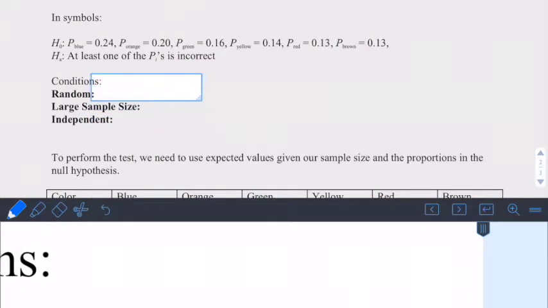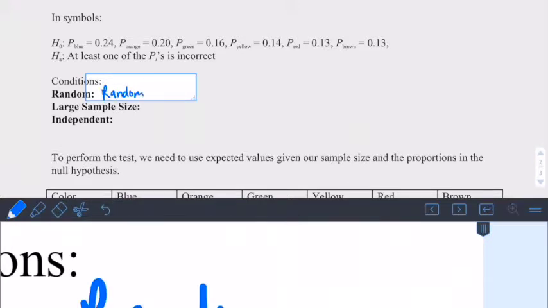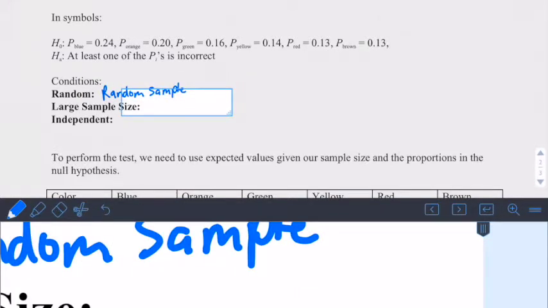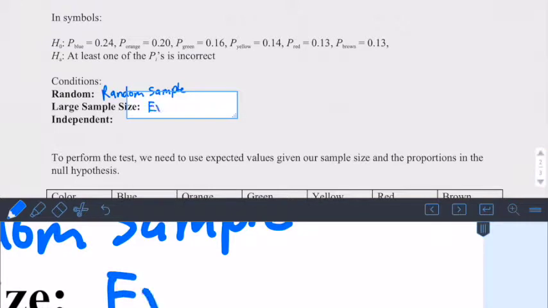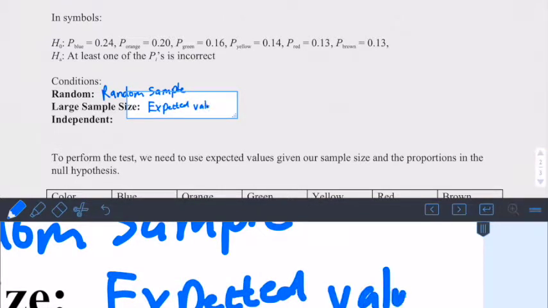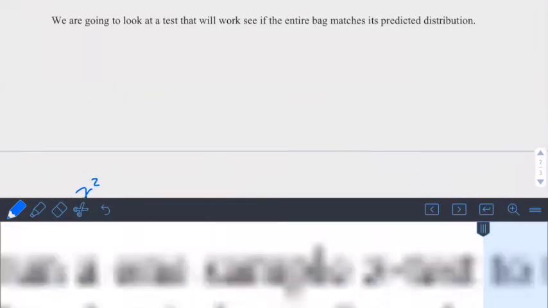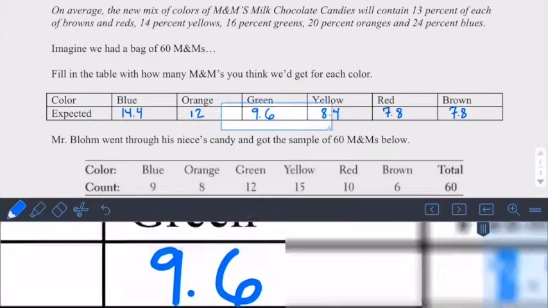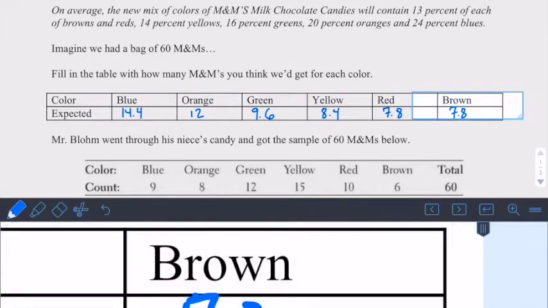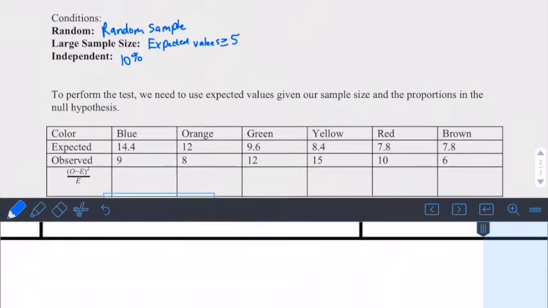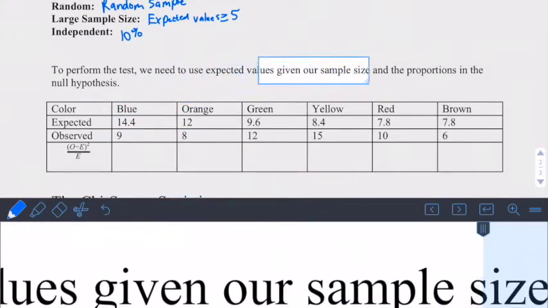Now our conditions are a little different. The random condition is the same, right? We want a random sample. For our large sample size, we need all of the expected values greater than or equal to 5. So if we go back up to our expected values, all of these were greater than or equal to 5, so we could run this test. And we need independent samples, right? Or that 10% condition.